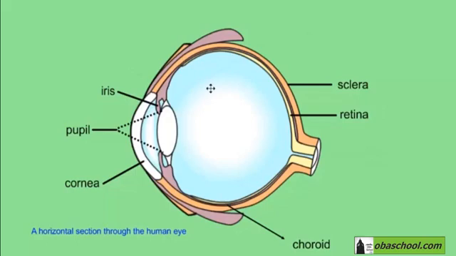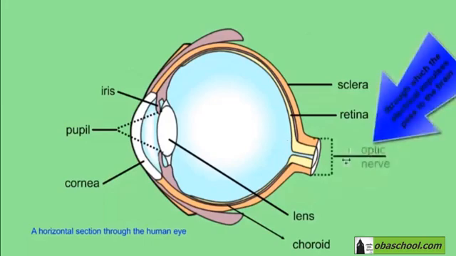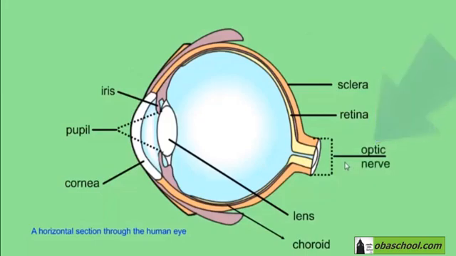We also have the lens right here. The lens refracts light and focuses it on the retina, and this way the receptor cells in the retina will convert the light energy to electrical energy for the optic nerve, which will take it to the brain, and the brain will process the electrical message that came through the nerve.